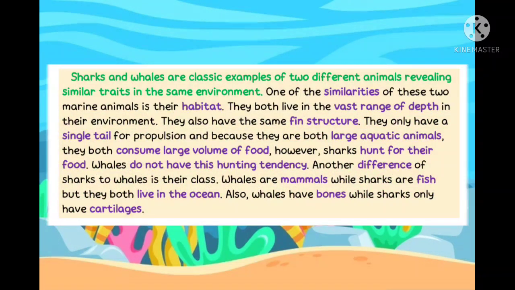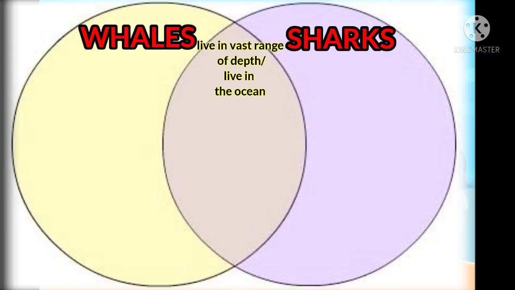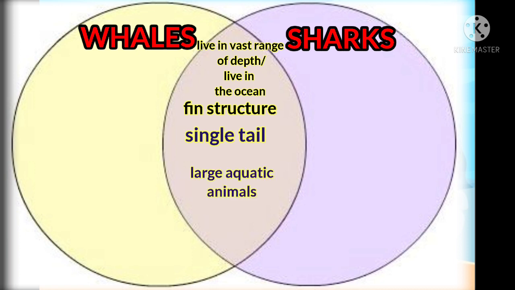Now, let's go back to our text about whales and sharks. Let us now identify their similarities. We're going to put them in the overlapping part of the circles. We have they both live in vast range of depth, live in the ocean, and they also both have fin structure. They also have single tail, large aquatic animals, and they consume large volume of food.